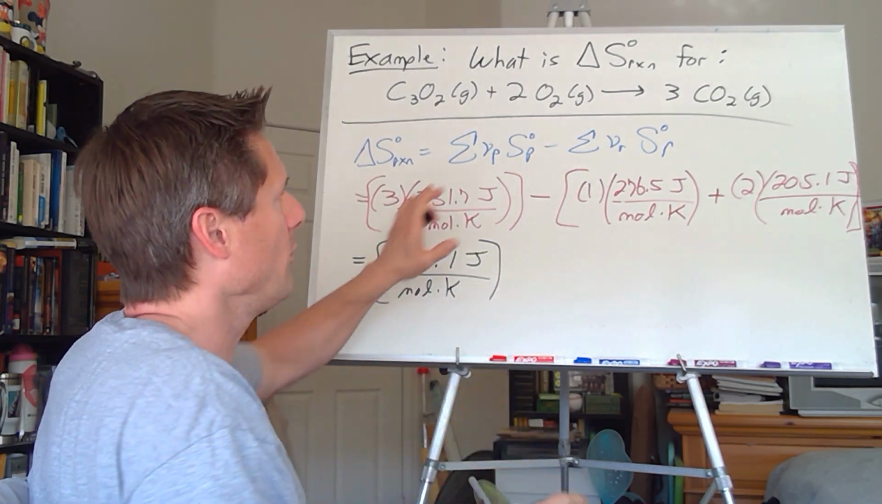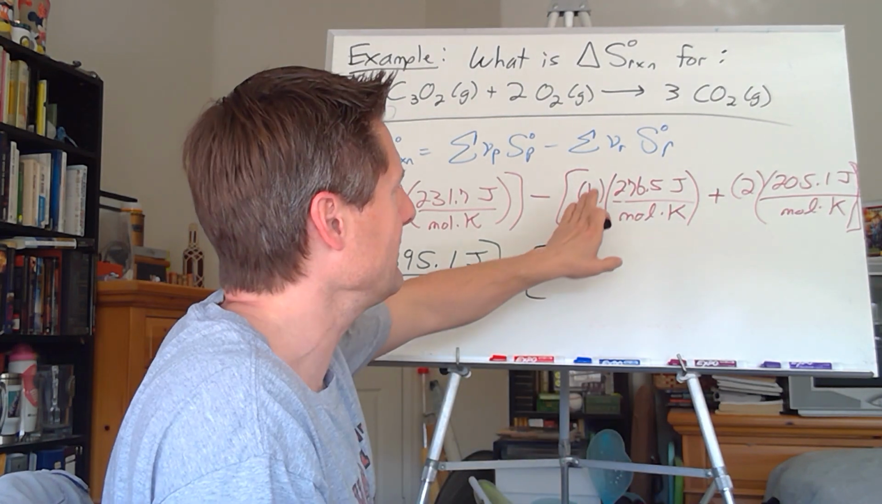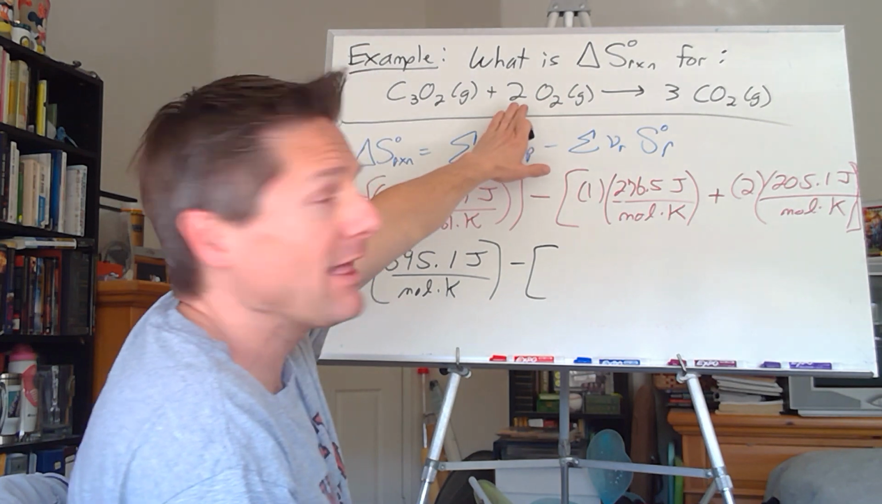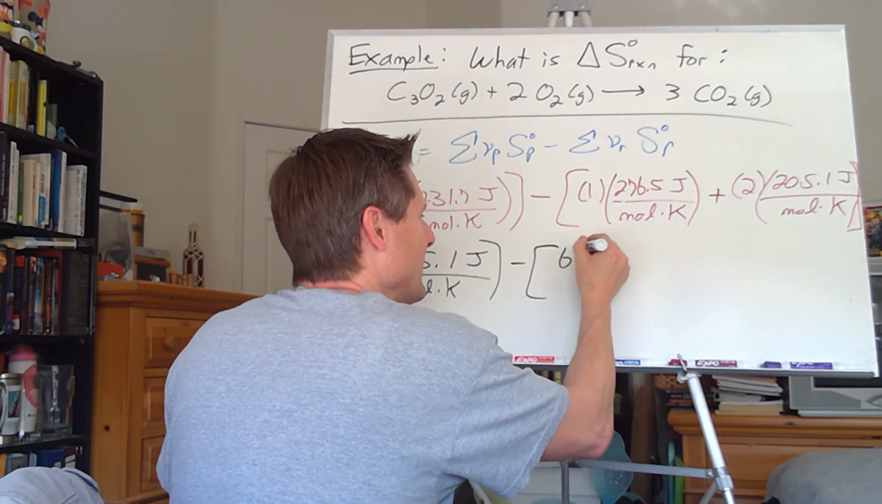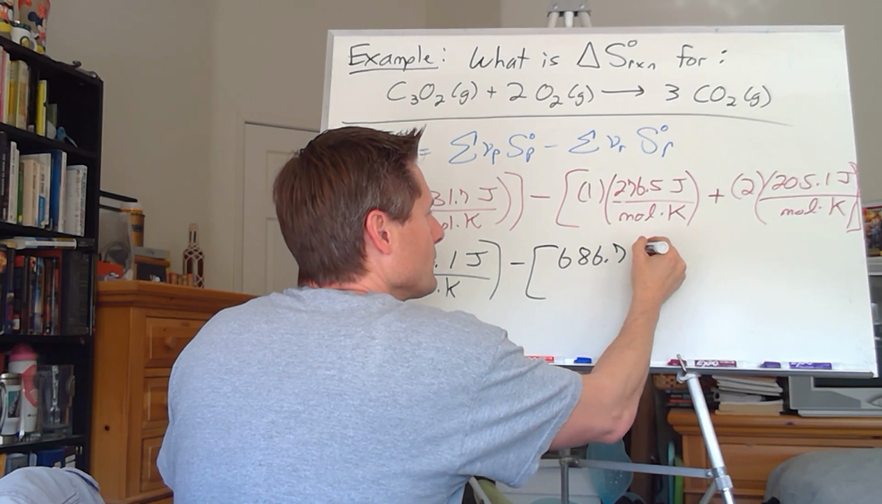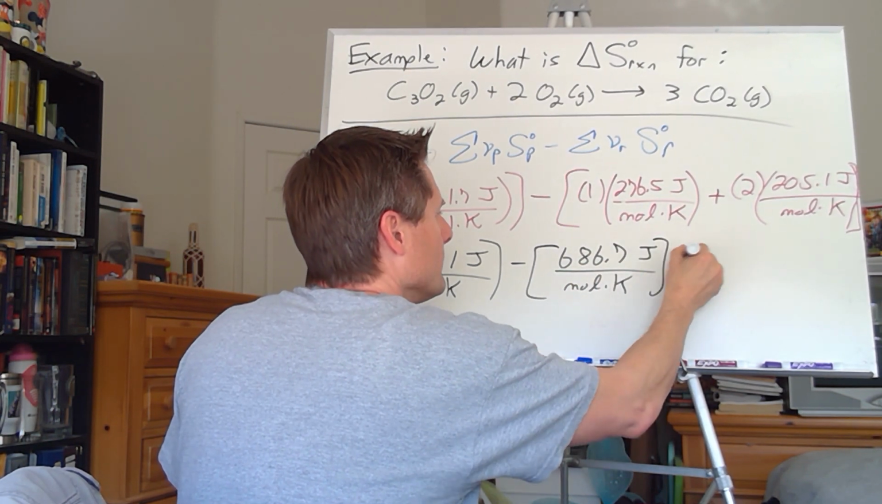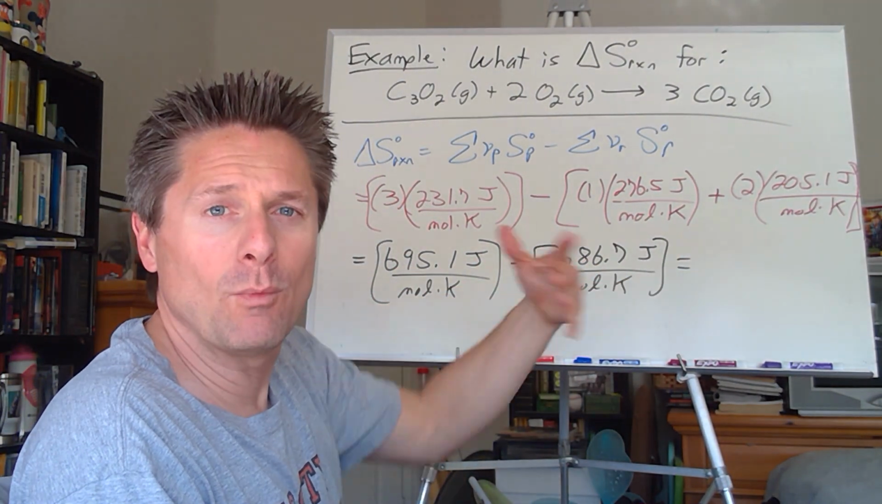So that's the total molar entropy of all the products. Let's subtract the reactants. So 1 times the value for the carbon suboxide, 2 times the value for diatomic oxygen. Add them together, I get 686.7 joules per mole Kelvin. So now I can subtract these. So I got 1 decimal overall.